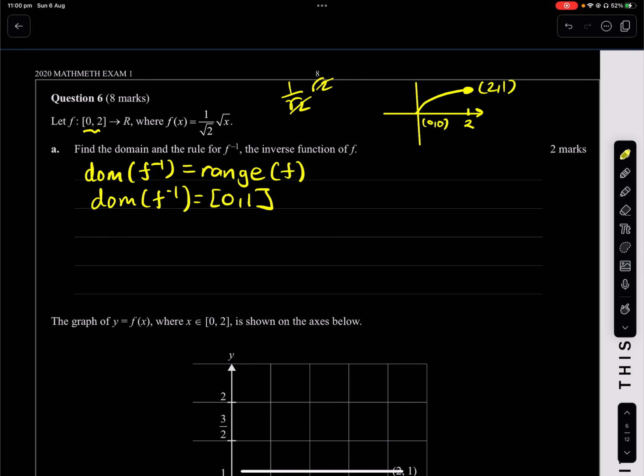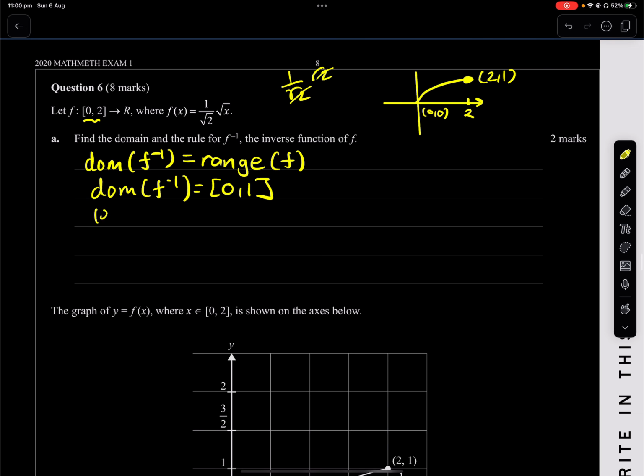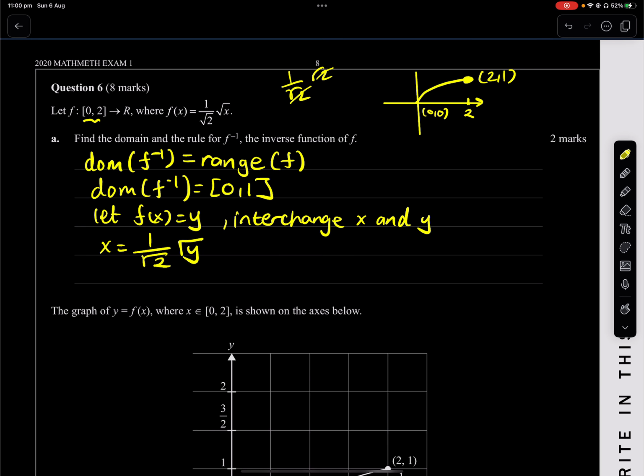And to find your rule, what we're going to say is let f of x equal y. Interchange f and y, so x and y. So that'll mean x equals 1 over root 2 root y.